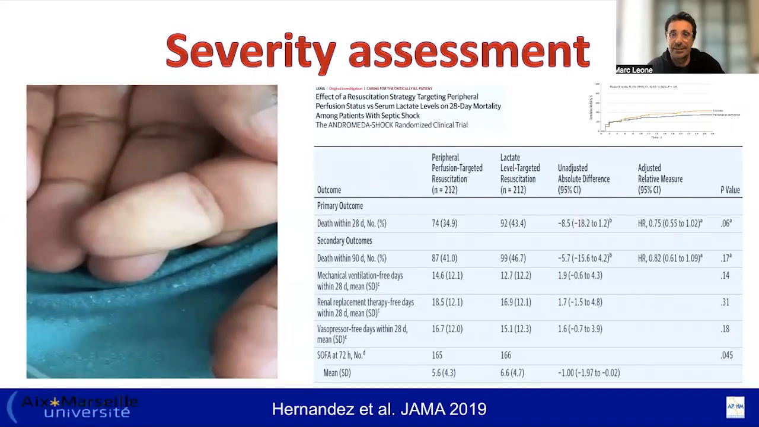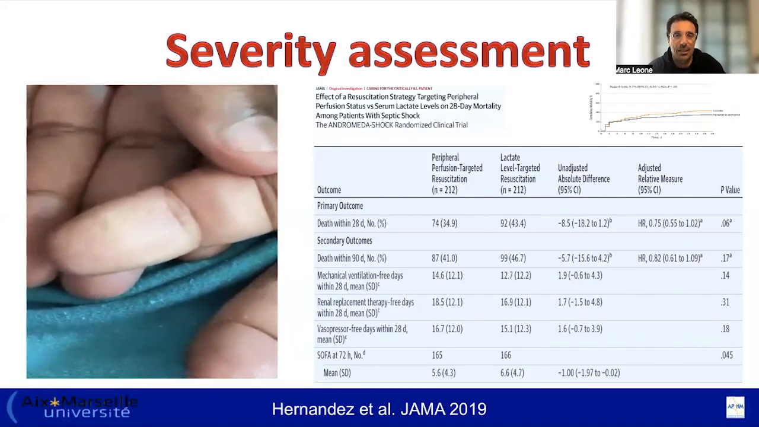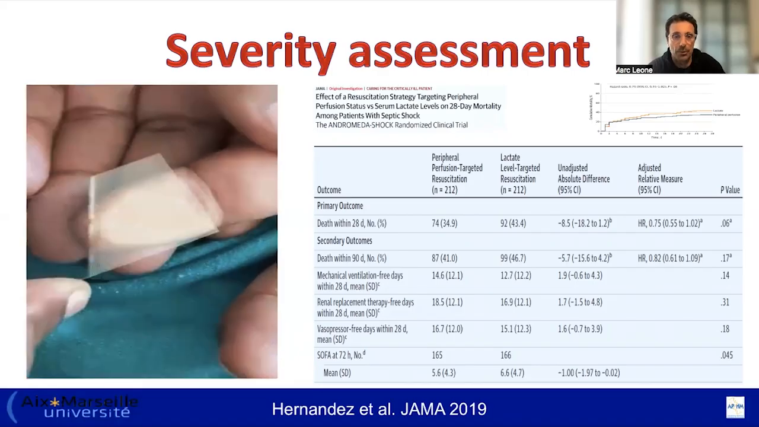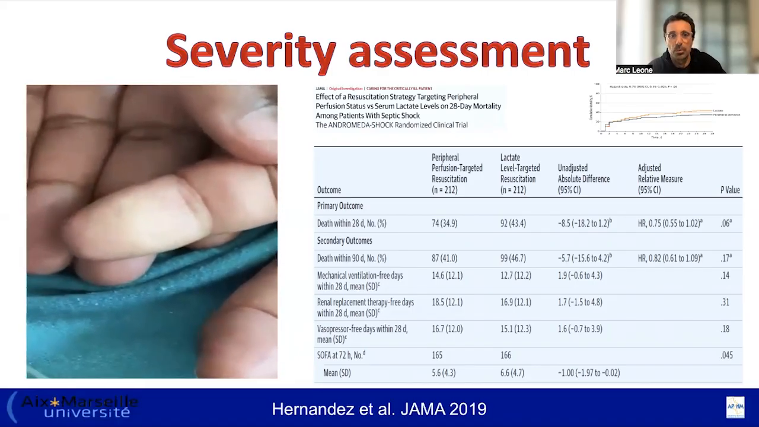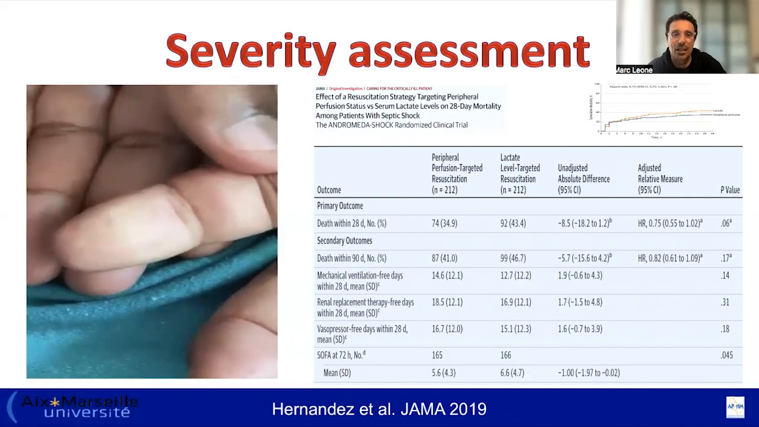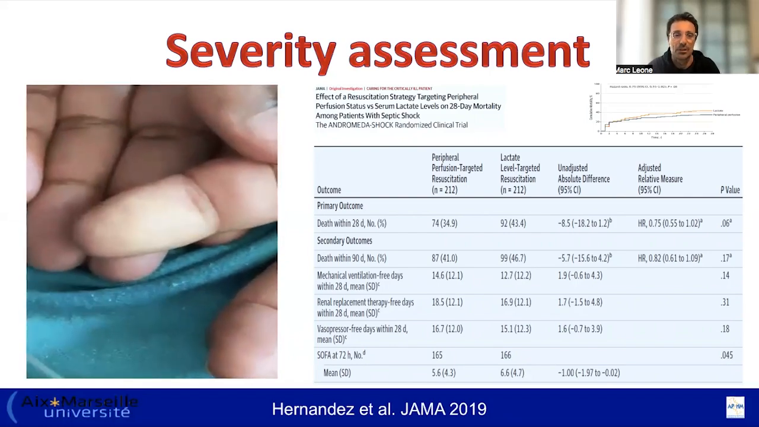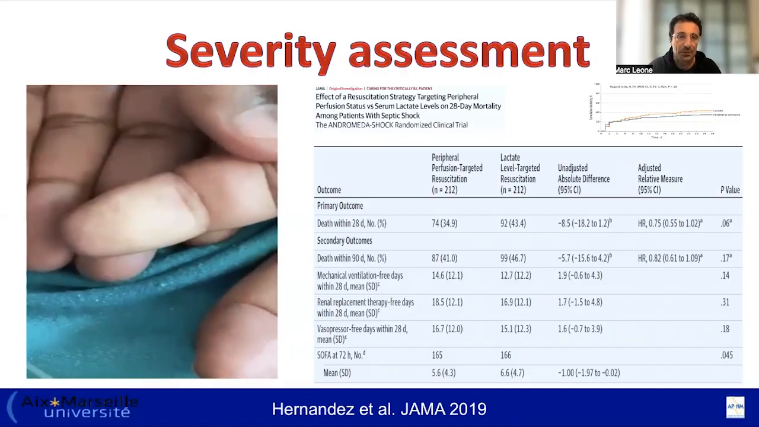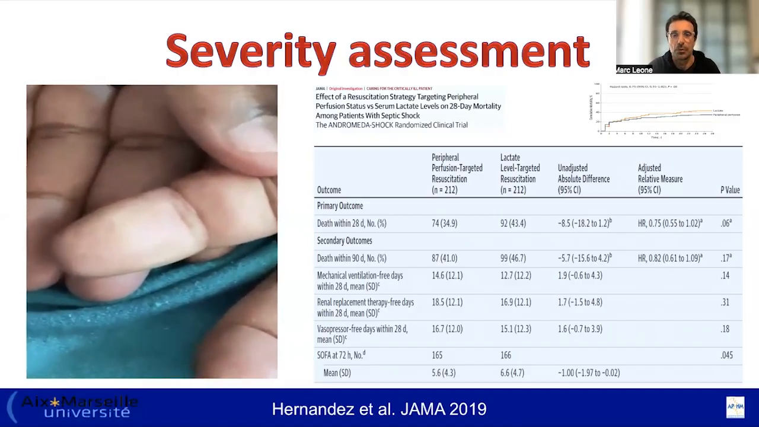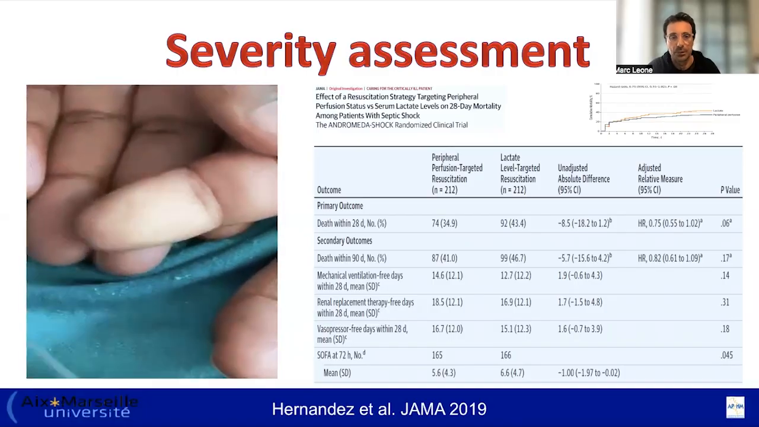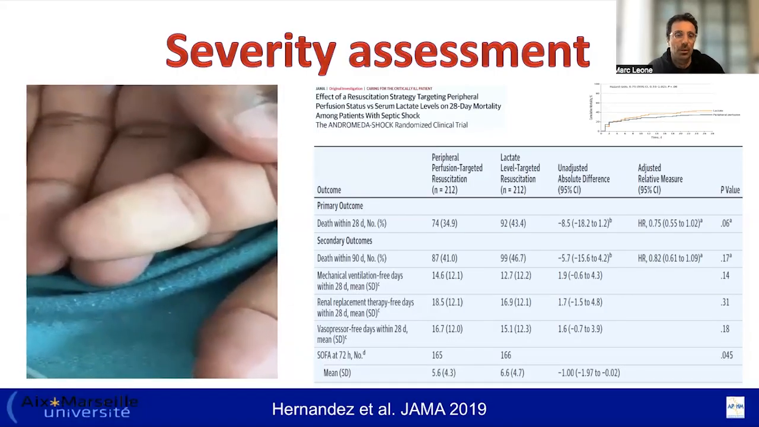We can use very simple and very smart examination like the capillary refill time, as developed by the group of Glenn Hernandez in the ANDROMEDA-SHOCK trial. And you can see that this very basic examination, looking at peripheral perfusion during resuscitation, predicts outcome as well as lactate can do.